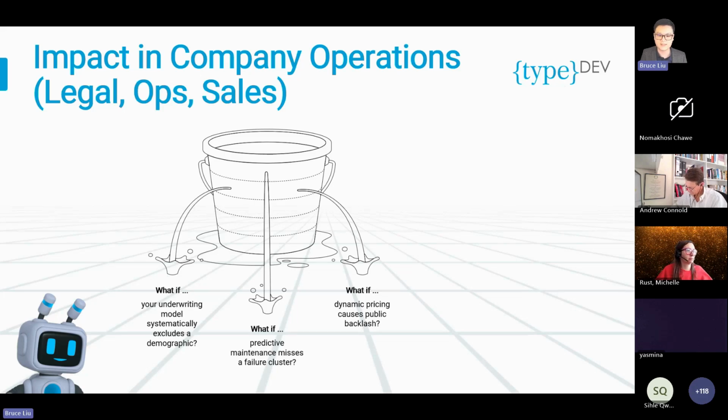Do you know? Second, what if predictive maintenance misses a failure cluster? So are you working with any hardware? Do they know when to replace? Are they predicting when to replace? And can they do that reliably? Next, what if dynamic pricing causes public backlash? Is anyone thinking about using AI to determine the prices for their customers? And what if it incorrectly predicts the results?